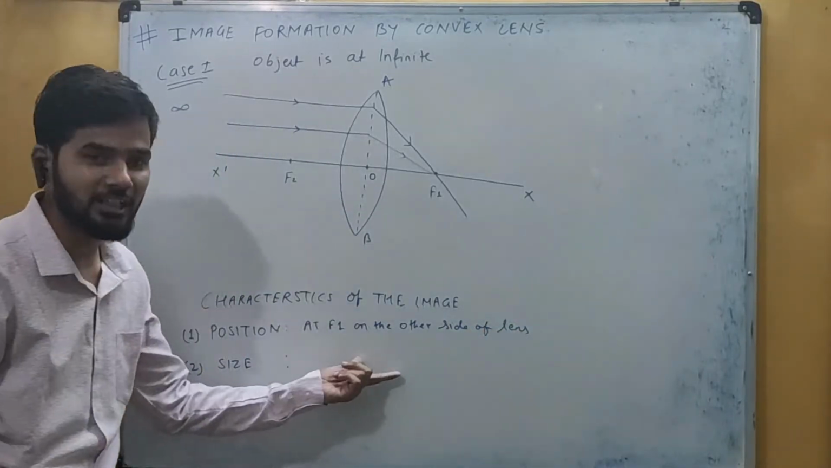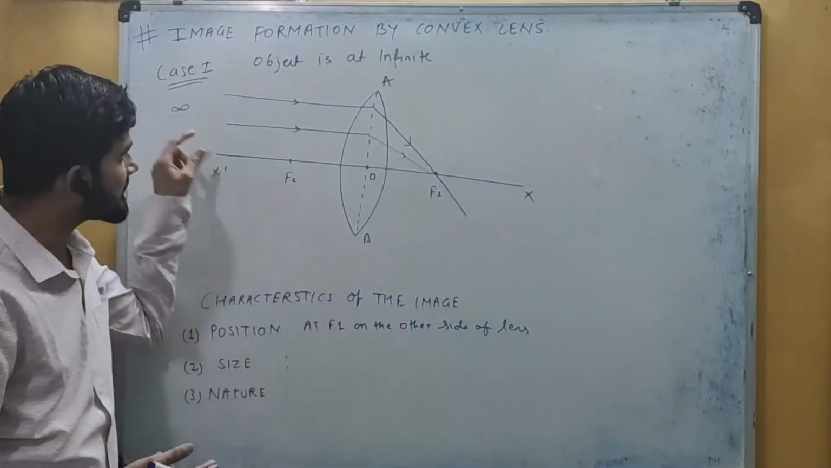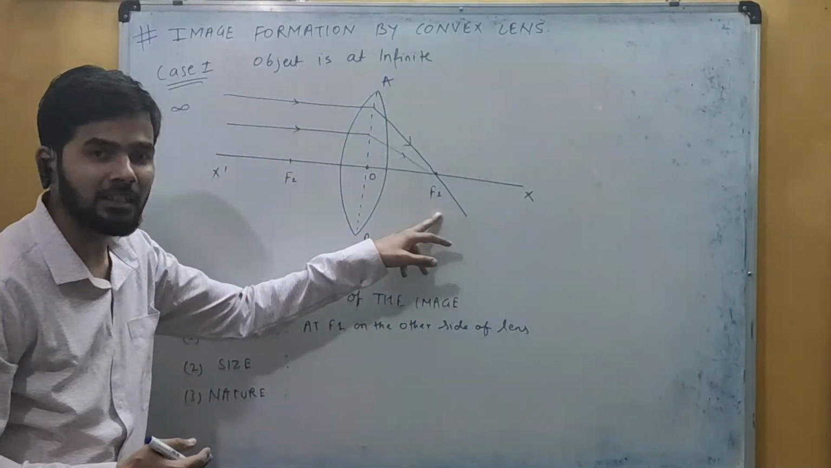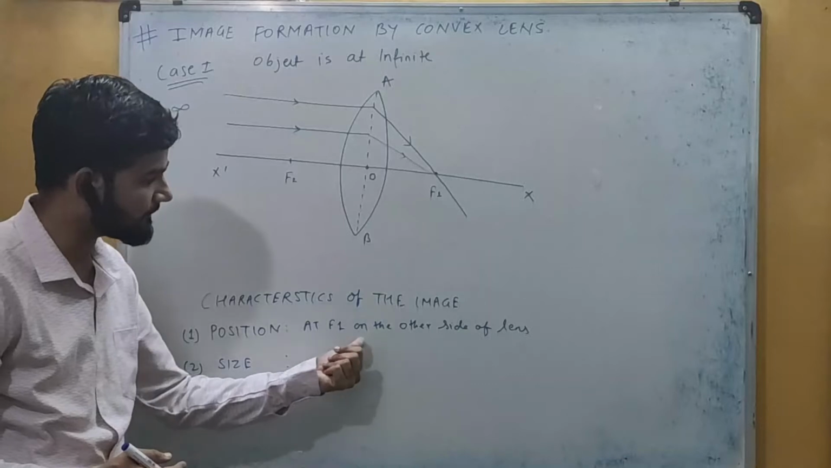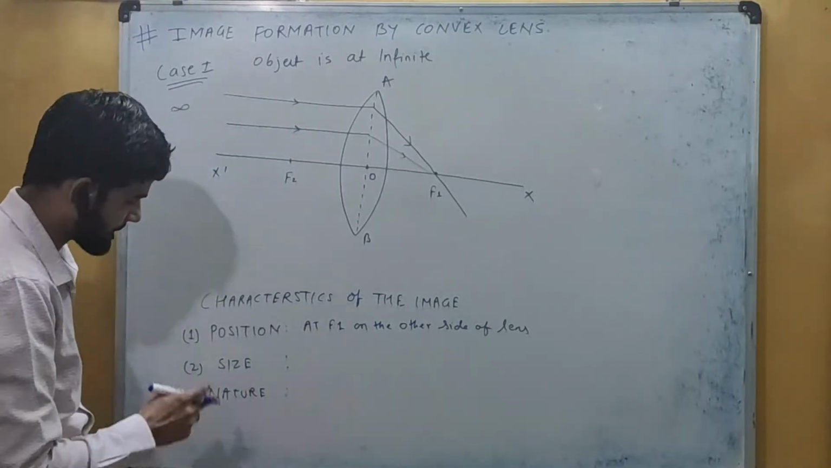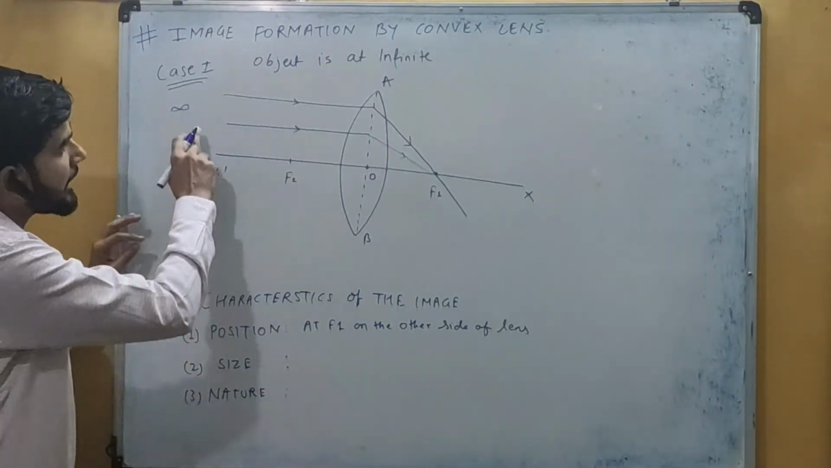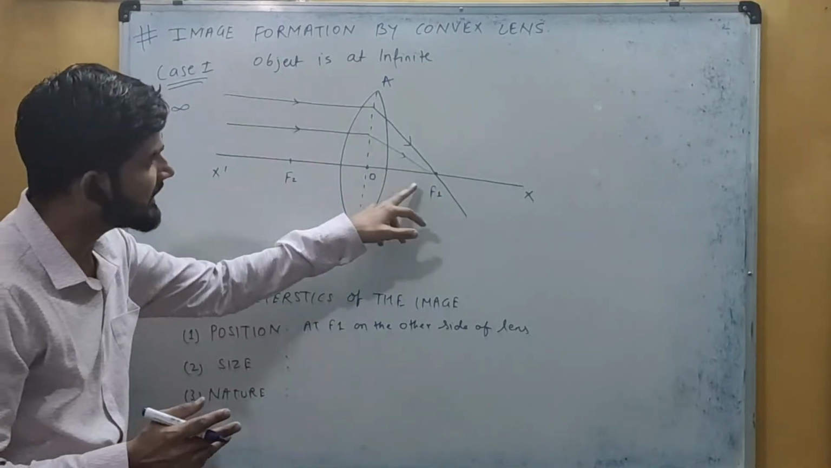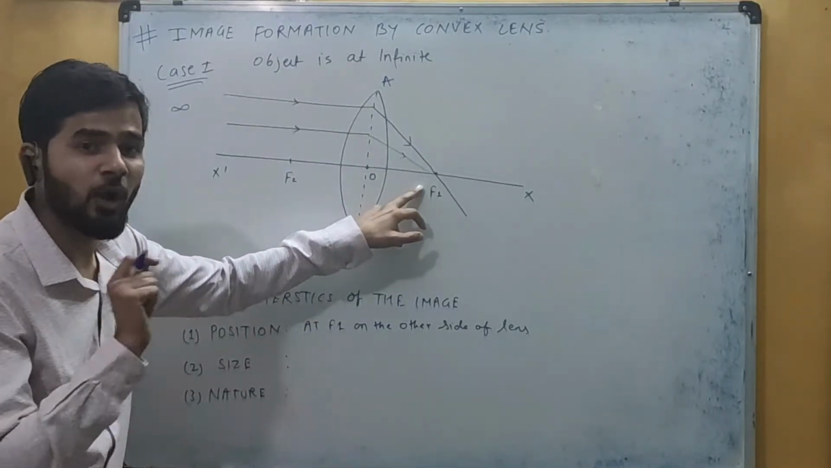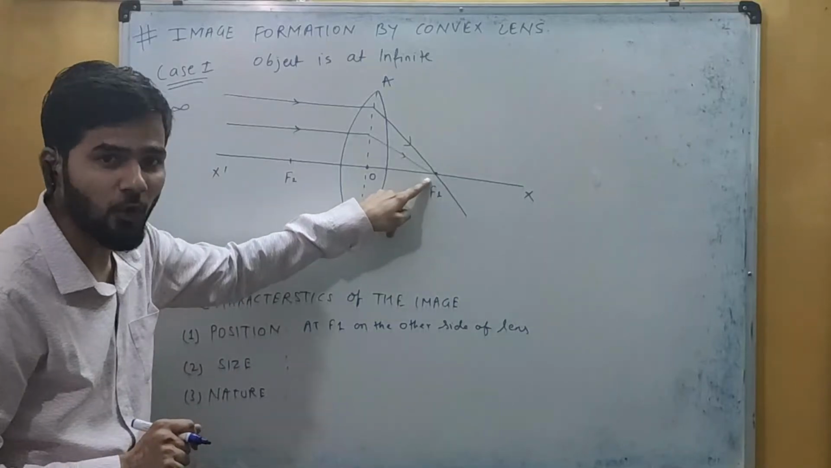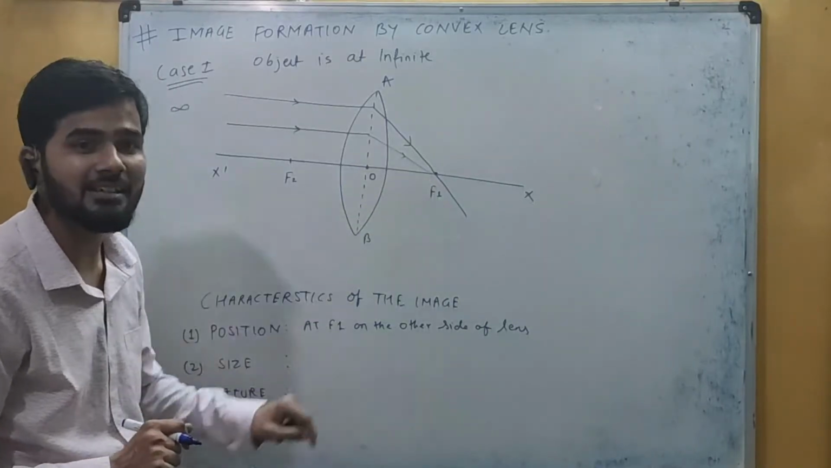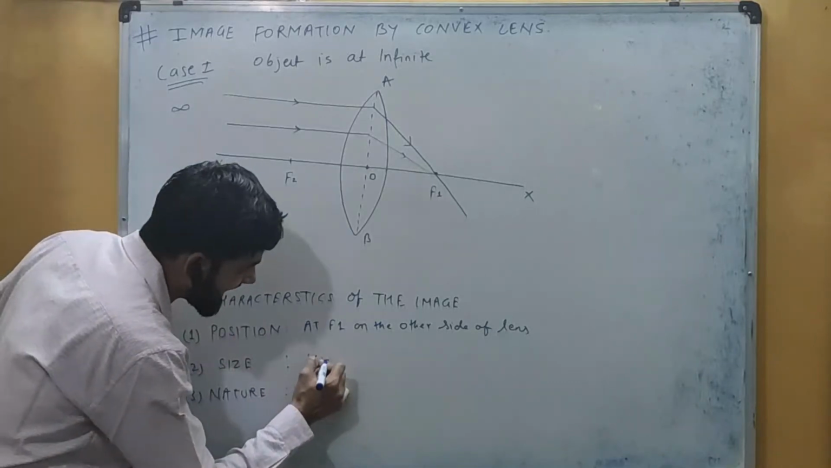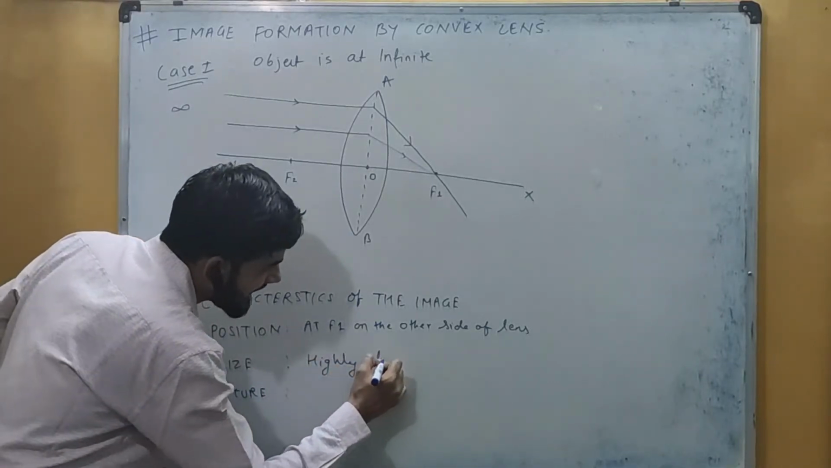You have to mention that it is forming on the other side of the lens, because if the object is kept on this side, then the image will be formed on the other side, that is at the first principal focus. So at f1 on the other side of the lens. Next is size. If the object here was at infinite, its size was very large. And when the image is formed, it is forming on the principal axis in the point form. So you can say this image is highly diminished, meaning a very small image is formed. So I can write it as highly diminished.